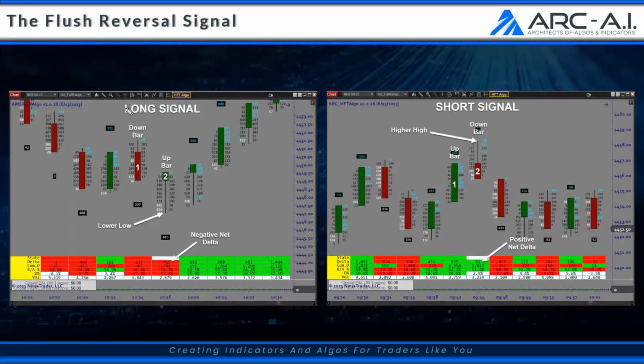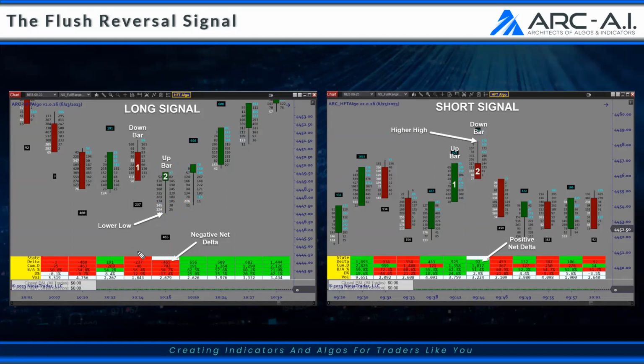Okay, long signal on the flush reversal. This is a very, very interesting signal to me. We saw the delta divergence. Delta divergence was when we have a lower low in price and we have positive net delta on a positive bar. What if we have a lower low in price with negative delta, but the bar still went up?